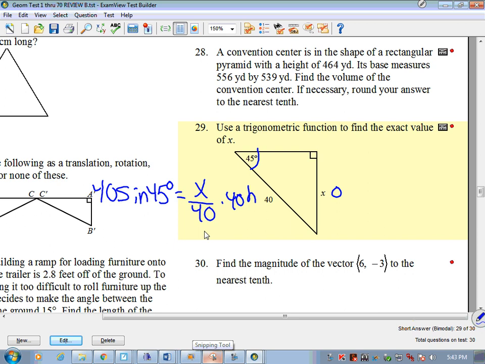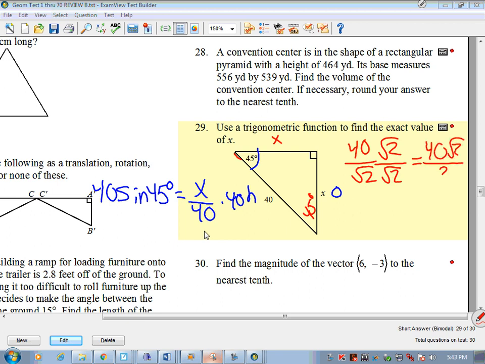But let me show you why they get the answer that they do. What they did, and I'll do this in red, is look at this as a 45-45 right triangle, with a hypotenuse of x radical 2. So if we take 40 divided by radical 2, then I'll multiply by radical 2 over radical 2. I get 40 radical 2 divided by 2, which simplifies to 20 radical 2. So 28.28, whatever else it is, it's the same as this.